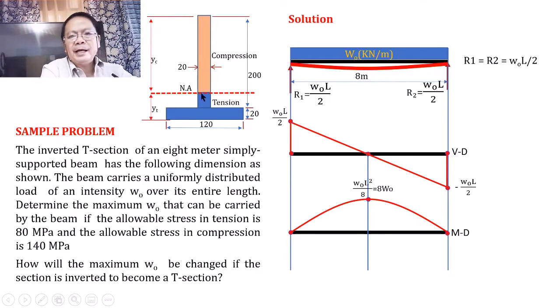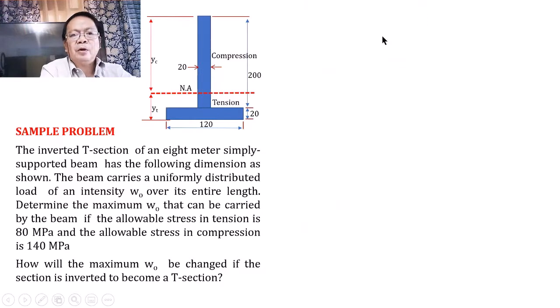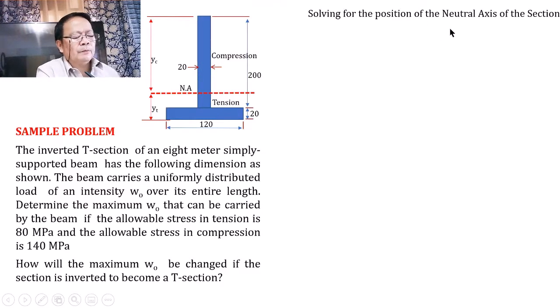Now, once we have defined which are Y sub C and Y sub T, we can get the values of Y sub C and Y sub T using the principle of moments of area. So what we will do now is solve for the position of the neutral axis. When we say position of the neutral axis, since the neutral axis coincides with the centroid, therefore we solve for the location of the centroid. The location of the centroid can be computed referred from the bottom, or using our Y sub T, or it can be referred from the top using our Y sub C.